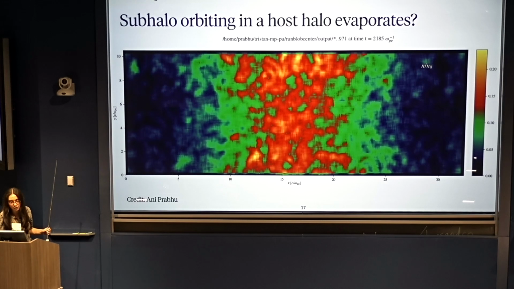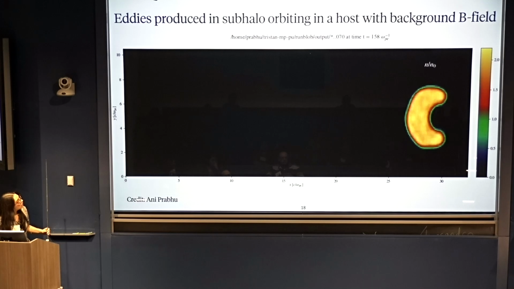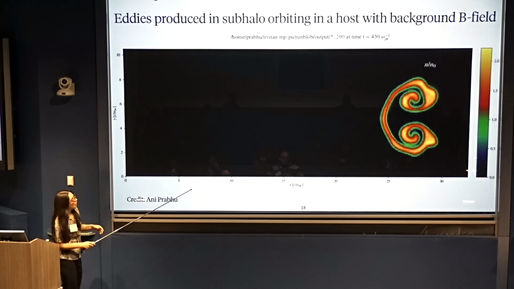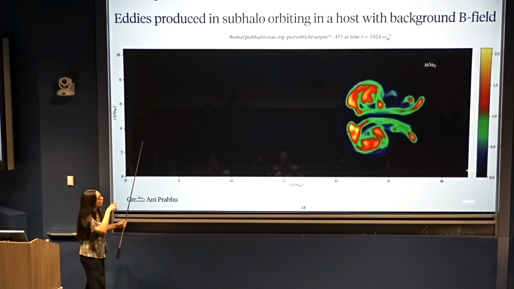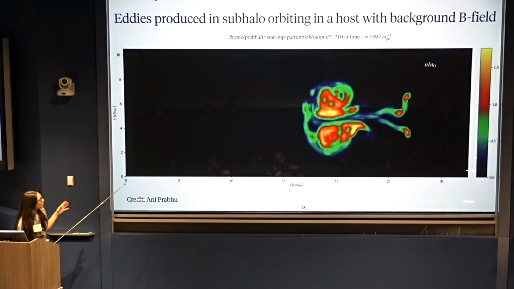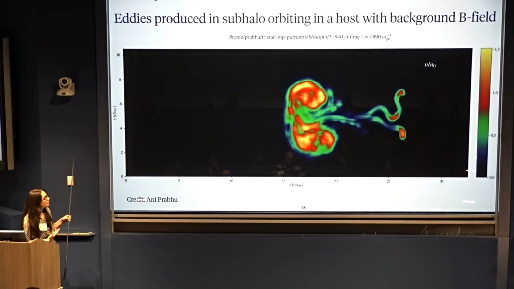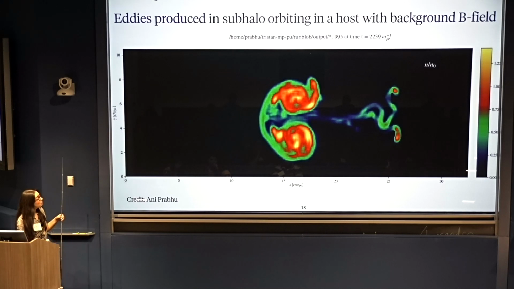Now what happens if you turn on a background magnetic field? Same thing, but now you're in the reference frame of the Milky Way, so you're going to see the subhalo moving. Now you have some background magnetic field, and you're going to end up getting these eddies because the plasma is following the magnetic field lines. The point of this is to show types of behavior that you might see in the nonlinear regime, in a very exaggerated way.